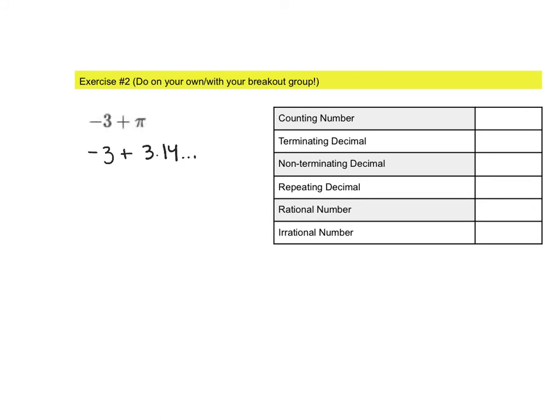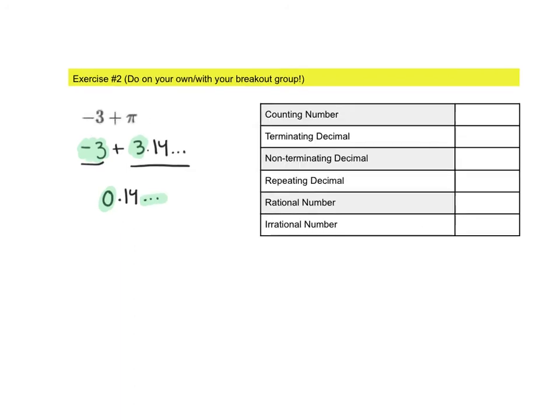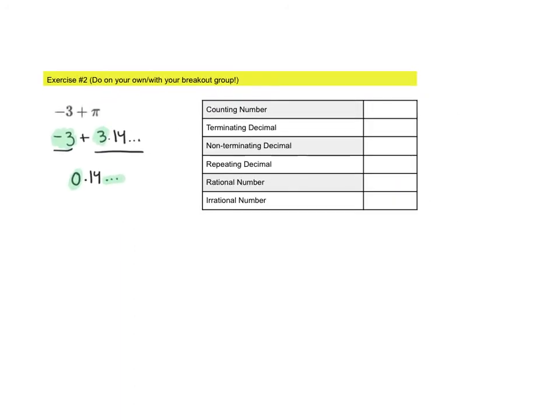All right, so when we take a negative 3 and we add it to positive 3.14, going on forever, this is the same as saying 0.14 forever. And I did that because I took away 3 whole numbers from this right here. So that became a 0. It still is going on forever because it's pi. We can't predict what comes next.